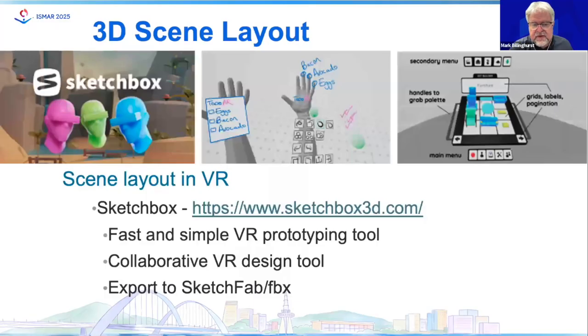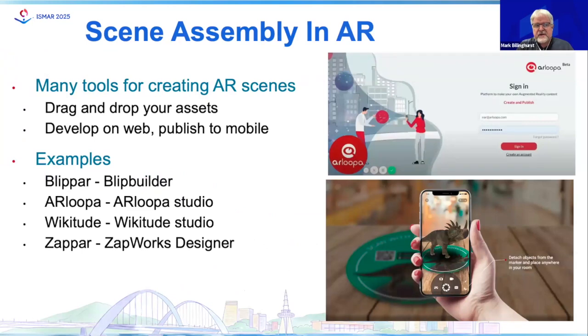So Gravity Sketch is a super useful tool that lets you sketch inside VR and then create very nice photorealistic renderings. And once you've got those 3D models and sketches, then you can use a variety of tools to lay them out and arrange the scene. Sketchbox is one. You can also do the same thing in AR. So there are tools like AR Looper or Blipper that allow you to create very simple AR scenes.